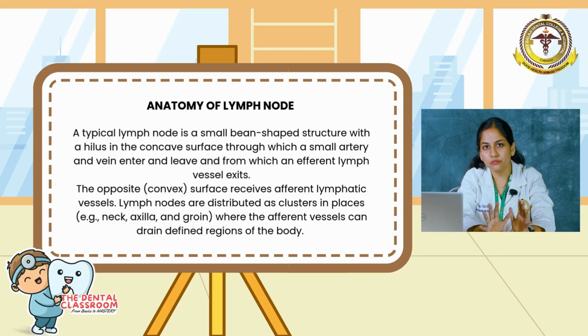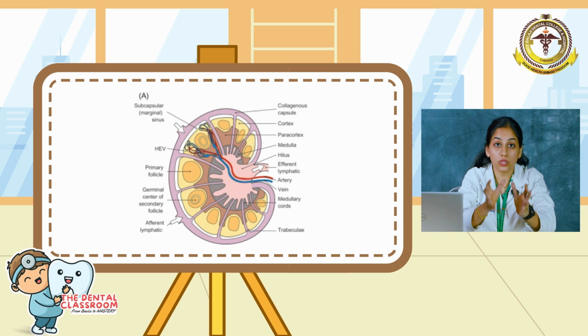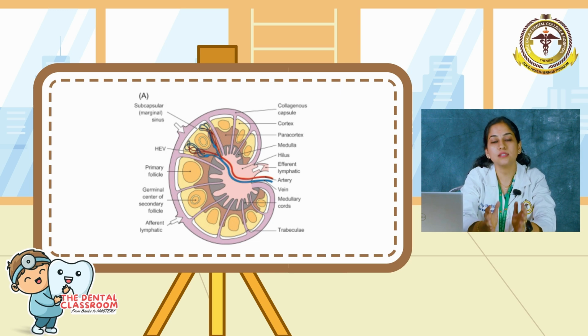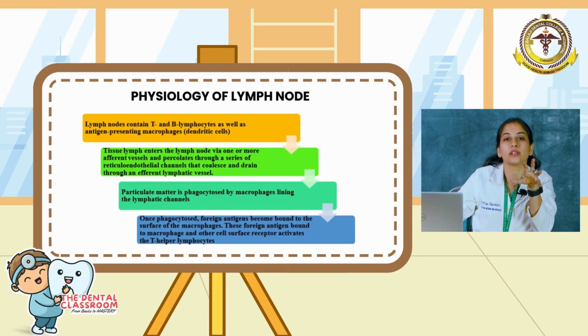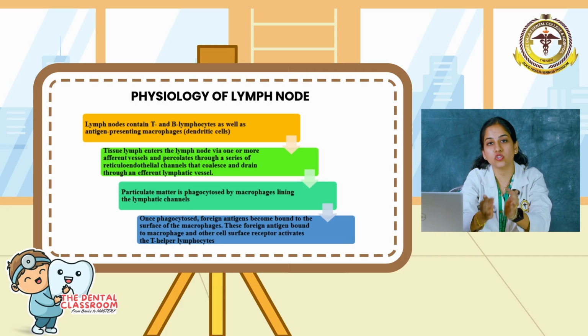Lymph nodes are distributed as clusters in places, for example in the neck, the axillary region and the groin, where the afferent vessels drain defined regions of the body. Here we are going to talk only about the cervical lymph nodes, that is, the lymph nodes present in the head and neck region, and not the lymph nodes in other parts of the body. Now we will look at the fate of a lymphoid organ. Here comes the role of the physiology of a lymph node.